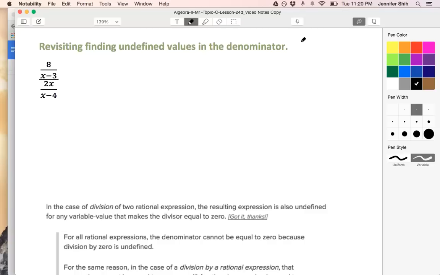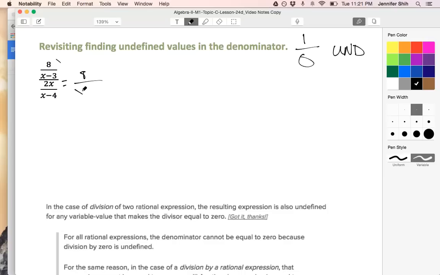Because we learned from previous lessons that anything over 0 is considered undefined. That means that our expressions will work if there's a value that does not make the expression undefined. So we have to call out anything that would make the denominator 0. So I have here a complex fraction, and it looks really weird as a fraction in a fraction.